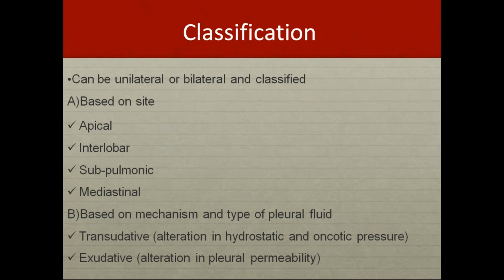So what is the classification of the pleural effusion? How can that be classified? Pleural effusion can be classified based on the lobes. It can be an apical lobe, interlobar, subpulmonic, mediastinal. It is not that important, because wherever it is present, if it is a large amount, you do thoracocentesis. It is not that important, but the most important thing is you have to say what are the types of pleural effusion. It is based on the mechanism and the type of pleural fluid.